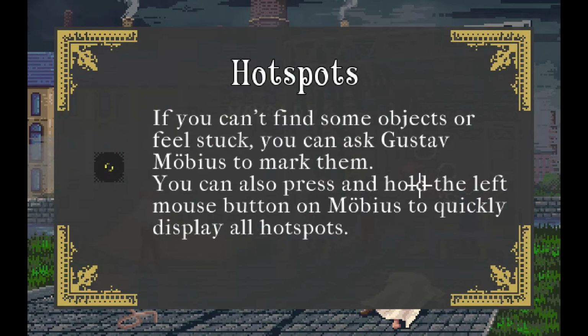Hotspots. If you can't find some objects or you feel stuck, you can ask Gustav Möbius to mark them. You can also press and hold the left mouse button on Möbius to quickly display all hotspots.